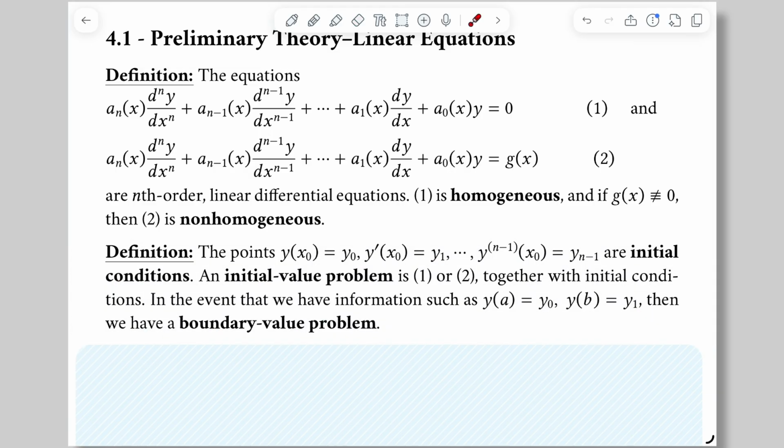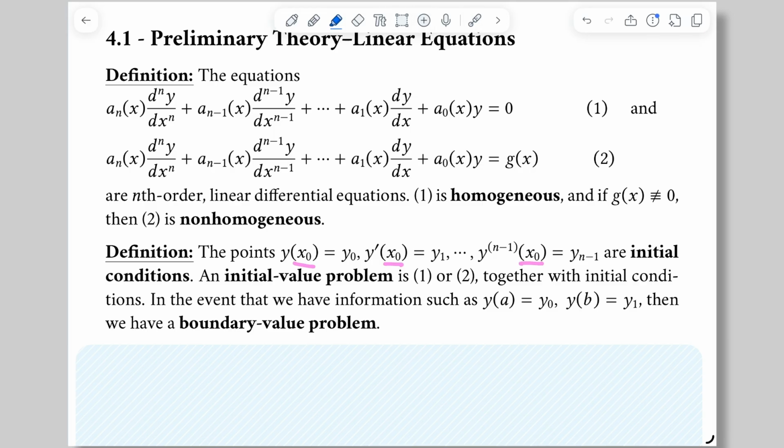As before, we have the concept of initial conditions. In this case, a set of initial conditions would look like y of x naught equals y naught, y prime of x naught equals y1, and the n minus first derivative of y at x naught is equal to y sub n minus 1. An initial value problem is one of these types of equations together with a set of these initial conditions. The thing that makes them initial conditions is that the input value x naught is the same for all of these pieces of information.